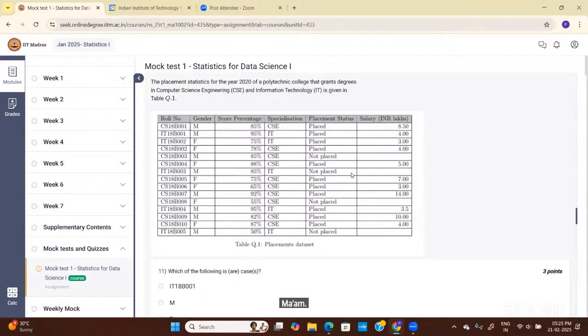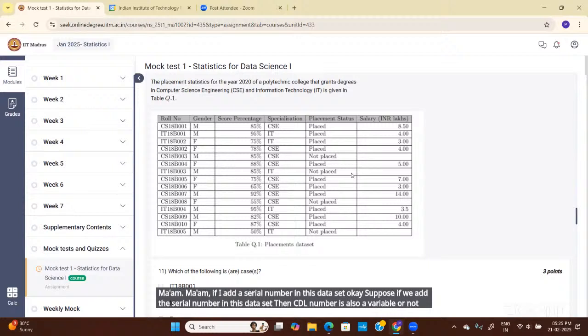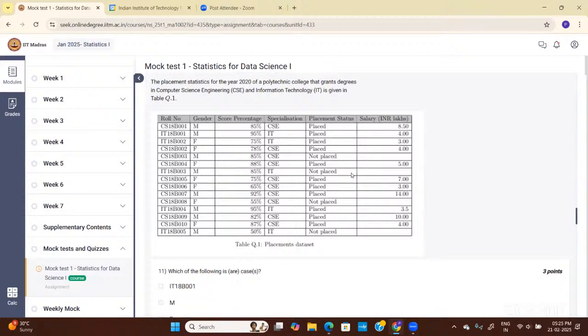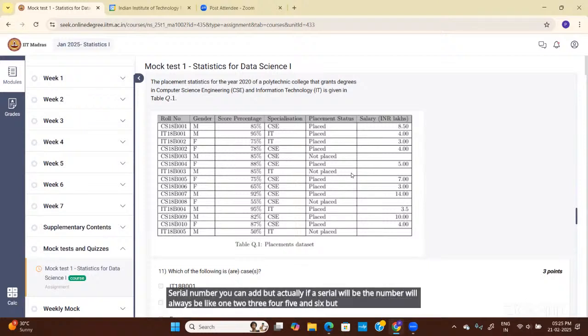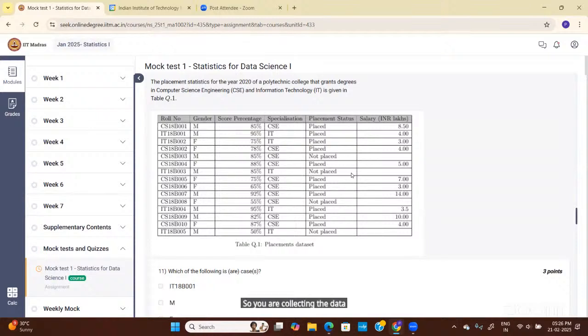Ma'am, suppose we add a serial number in this data set. Is the serial number also a variable or not? You can add a serial number, but it will always be 1, 2, 3, 4, 5, 6, and it is not giving you any information. You are collecting the data on the basis of different roll numbers. You can say that it is varying, but it's not giving you any information, so we don't need to consider that.